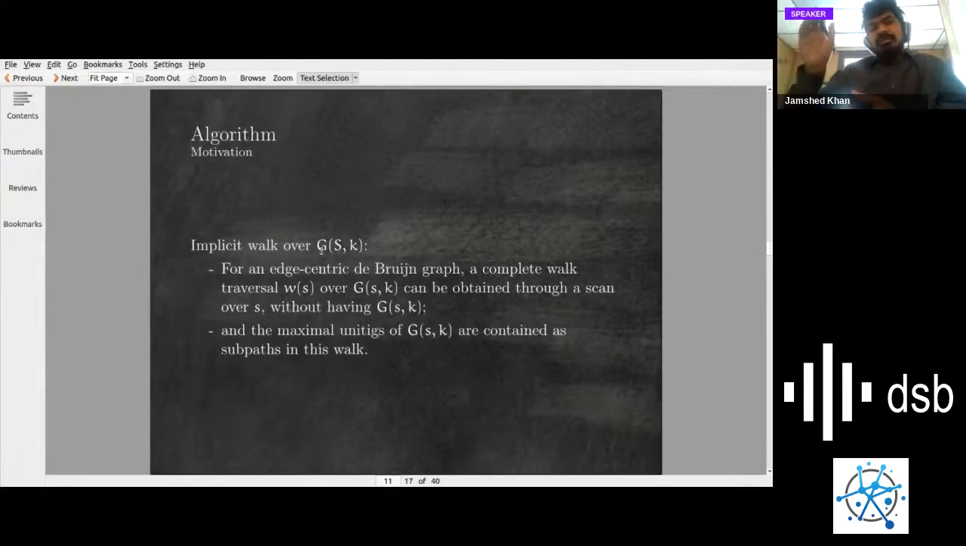And all the maximal unitigs, which we haven't defined in the earlier slide, the maximal non-branching paths, are referred to as maximal unitigs. All the maximal unitigs are contained as subpaths in these walk traversals. So we need to somehow extract these subpaths from these implicit walks.